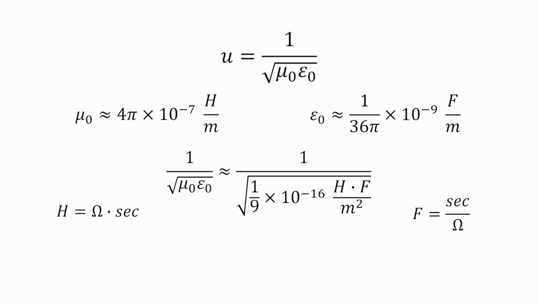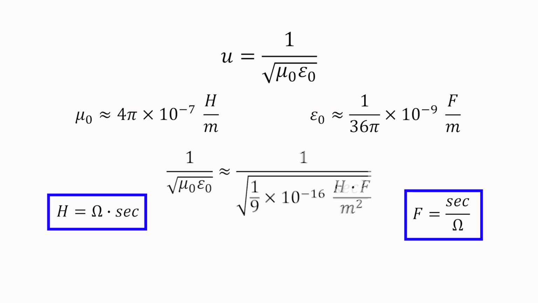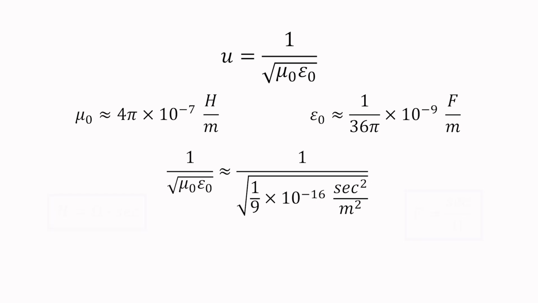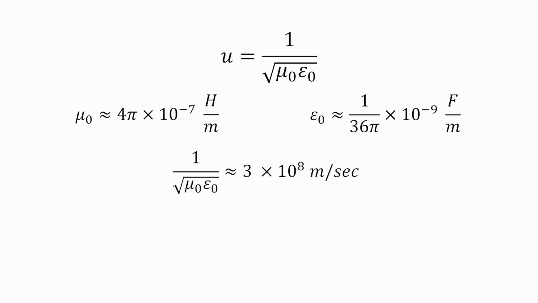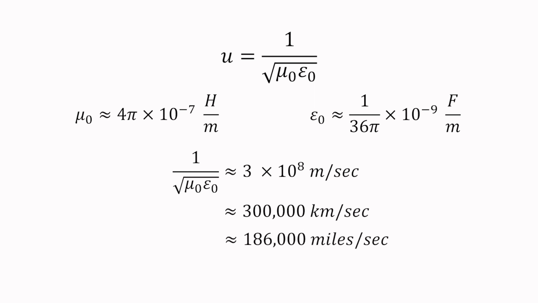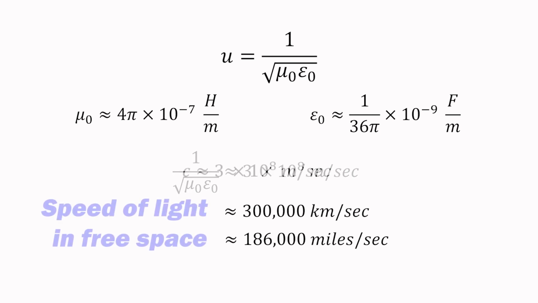When we multiply mu naught by epsilon naught, the units are henry farads per square meter. A henry farad reduces to square seconds. Now we multiply everything through, numbers and units, take the square root and the reciprocal, and we get 3 times 10 to the 8th meters per second, or 300,000 kilometers per second, or 186,000 miles per second. Sounds a bit like the speed of light in free space, doesn't it? Because it is.